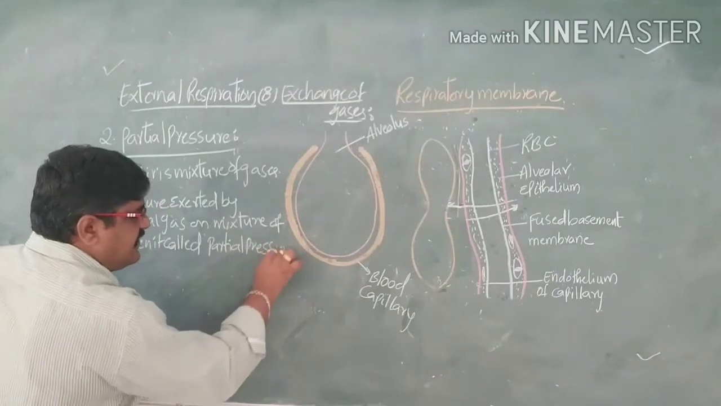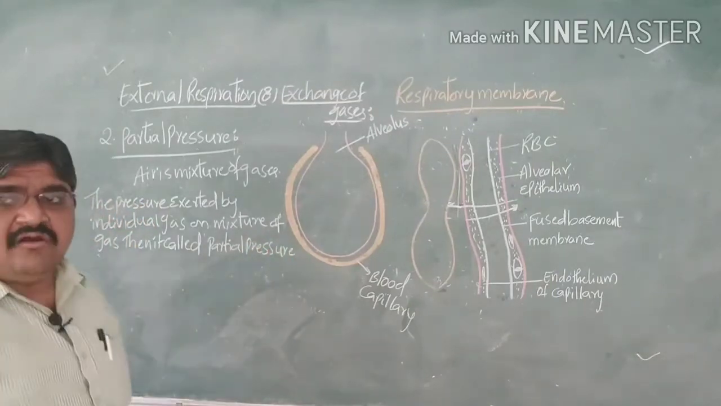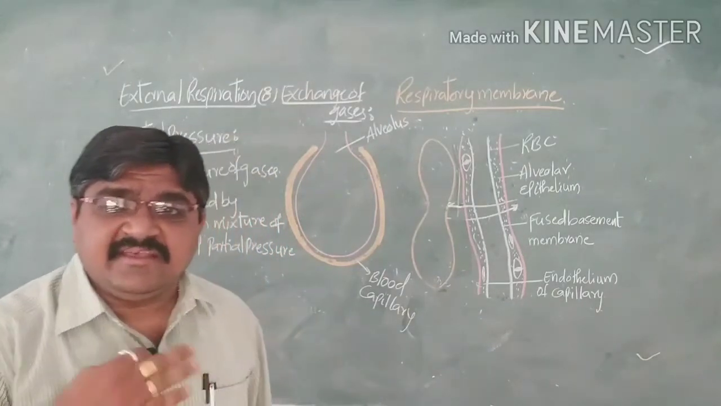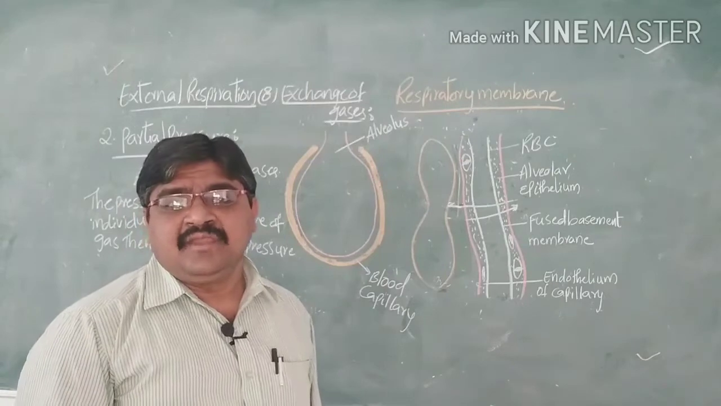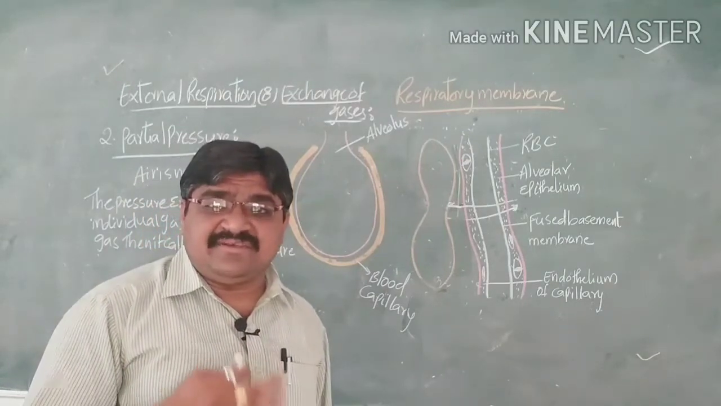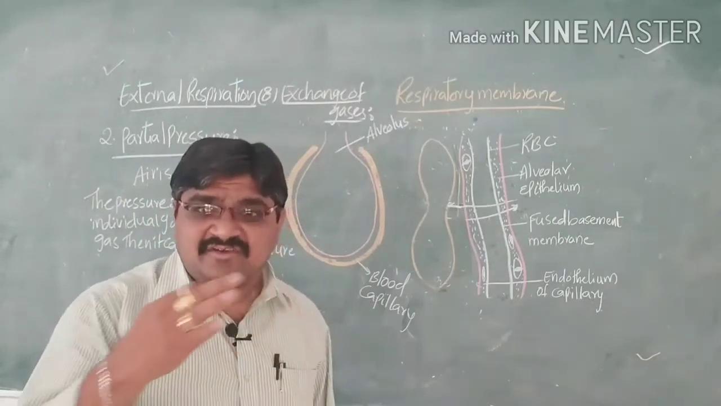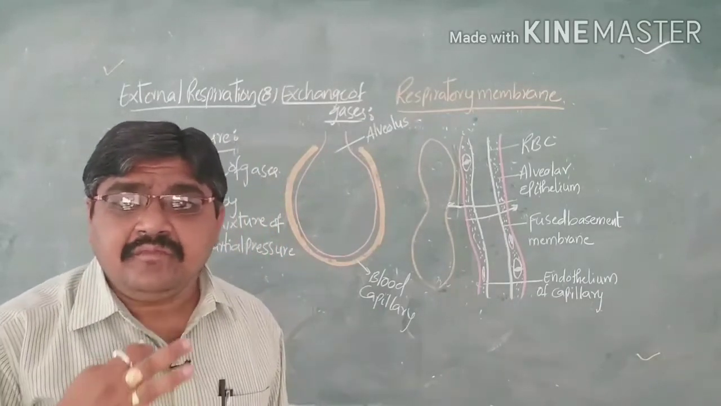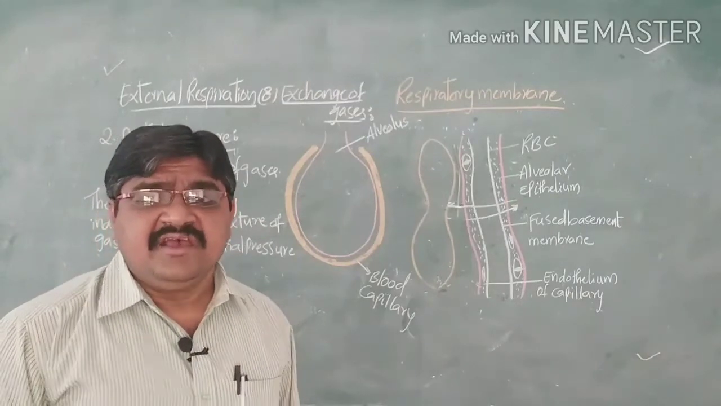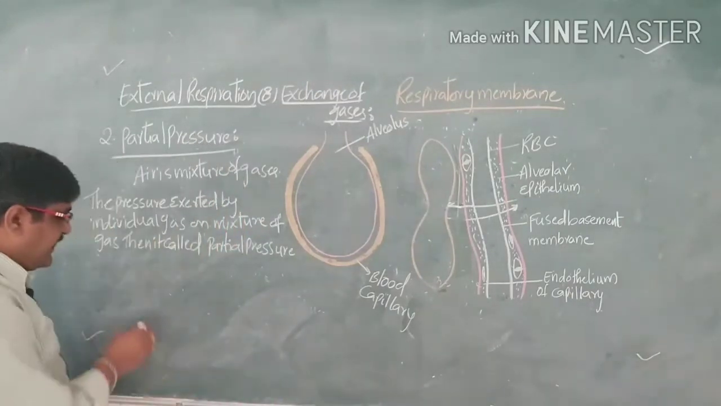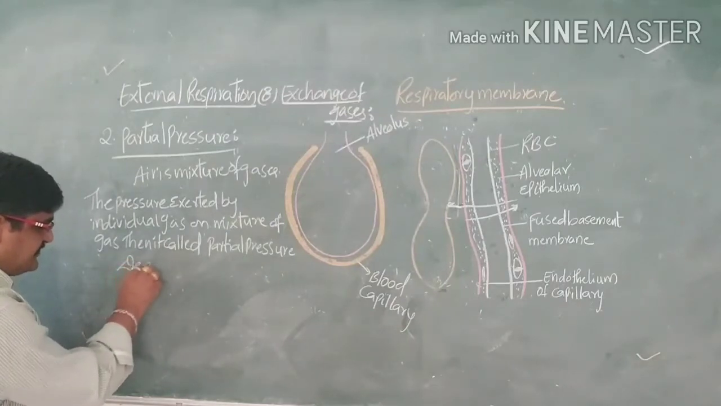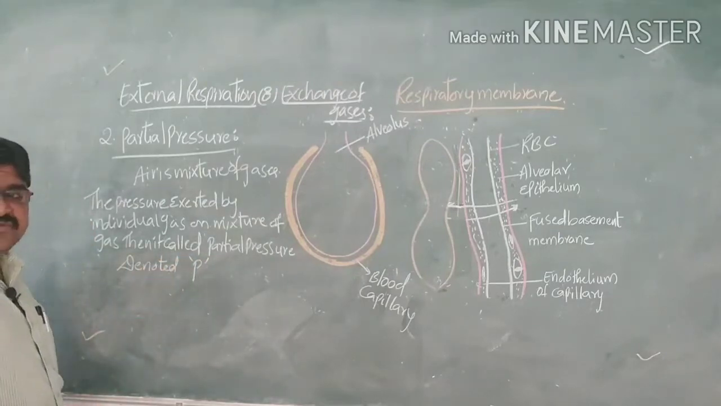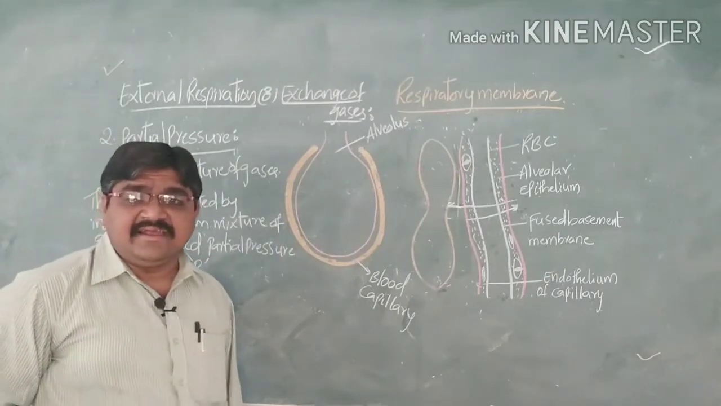That means air consists of a mixture of many gases, and each gas has a specific pressure. The pressure exerted by an individual gas in a mixture of gases is called the partial pressure. The partial pressure is denoted by the letter P.